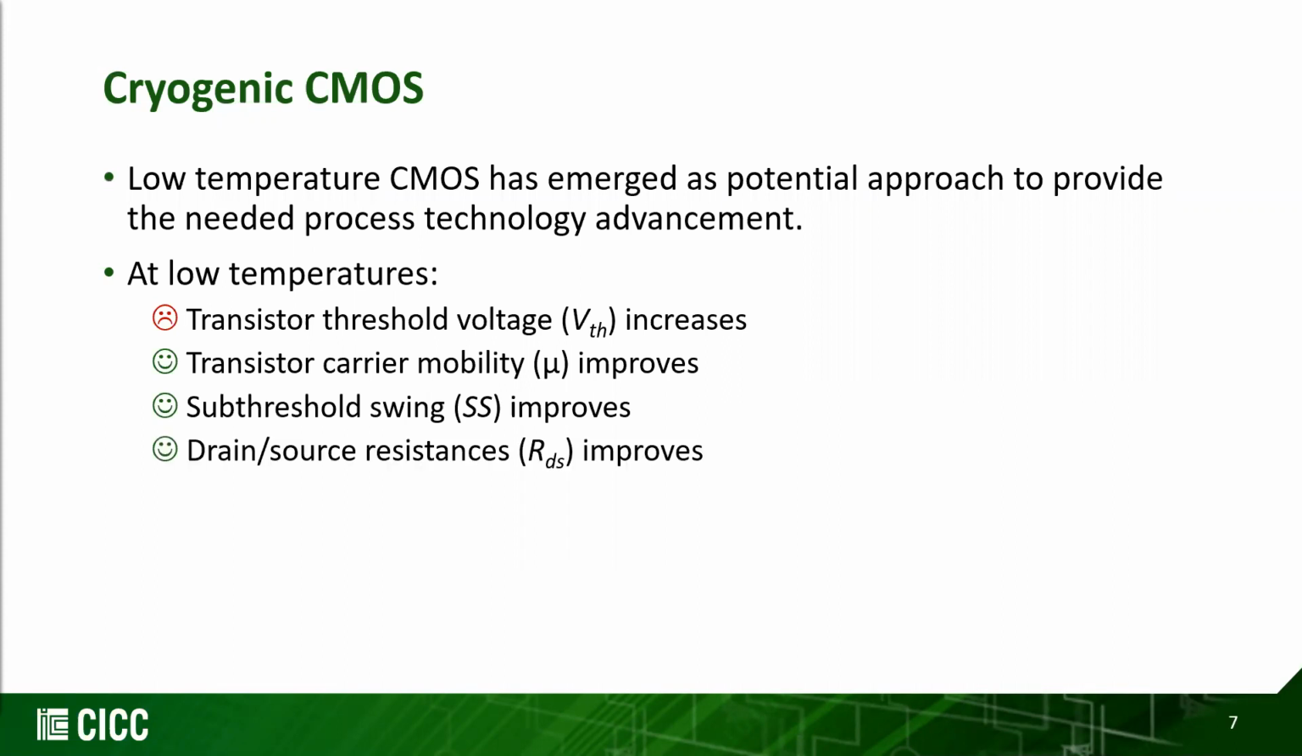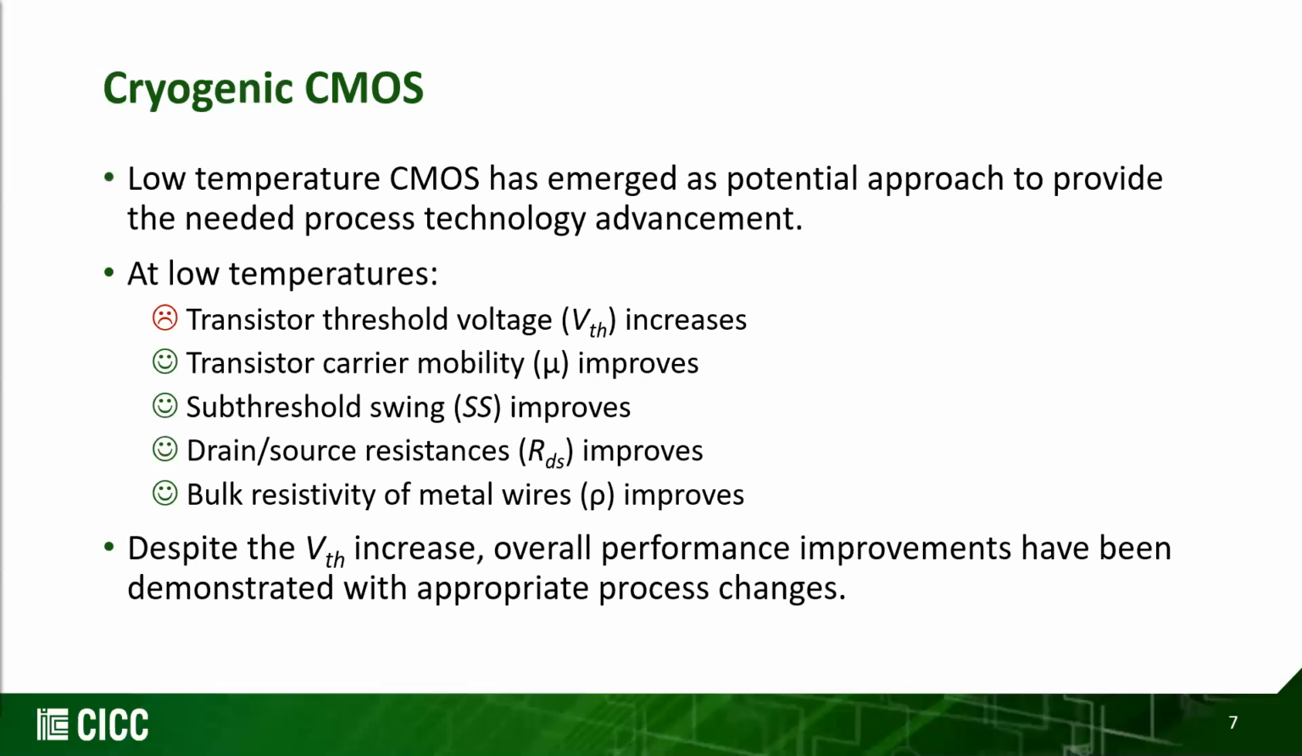We also see that the drain and the source resistances improve. While the above changes are seen on the transistor side, on the interconnects, we know that the bulk resistivity of metal wires decreases as we decrease the temperature. Thus, the metal wire resistance improves. Despite the increase in threshold voltage, the overall performance measured in terms of the device on currents shows improvements, and additional boost can be obtained with appropriate process changes. By process changes, here we mean tuning of the threshold voltage, which we will see shortly.